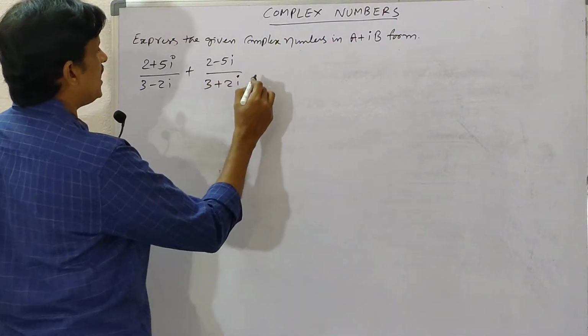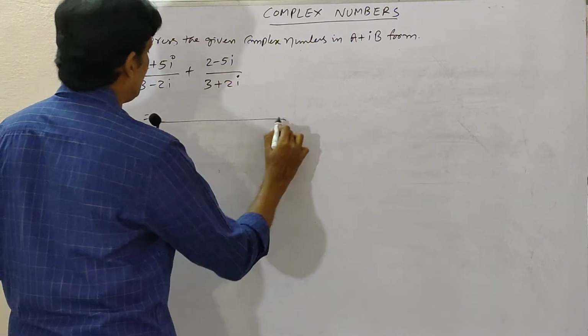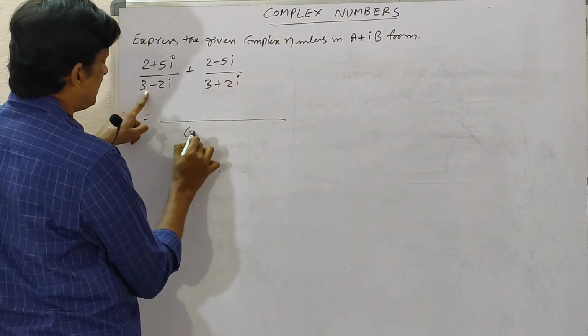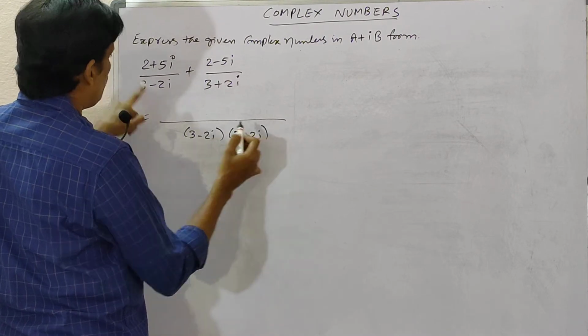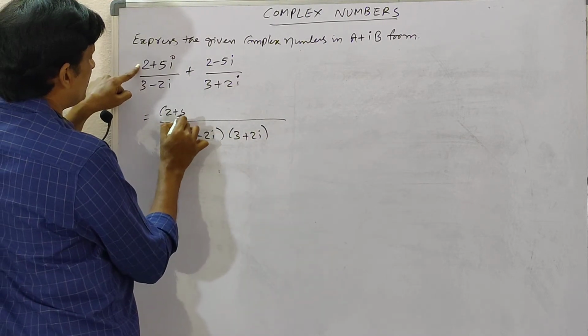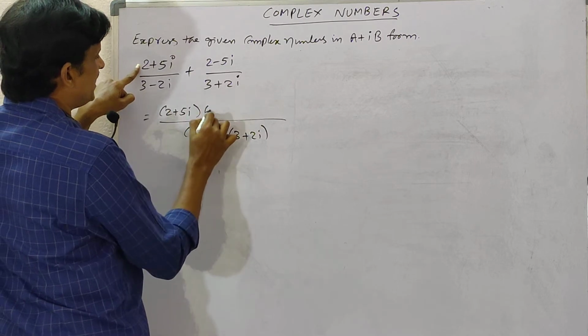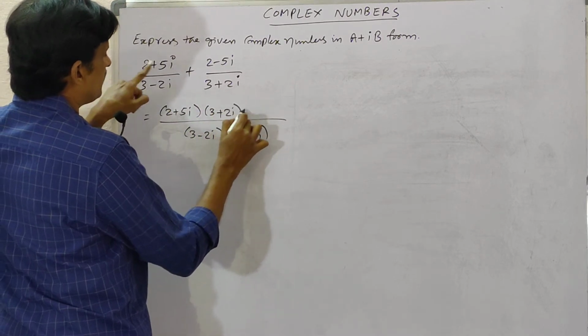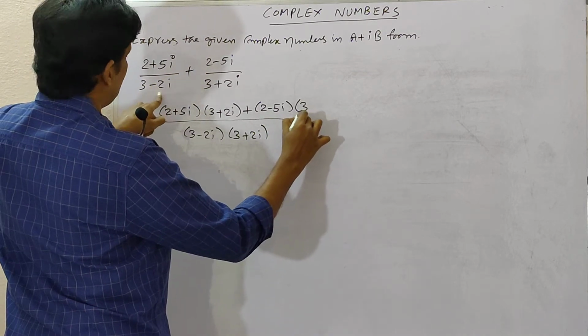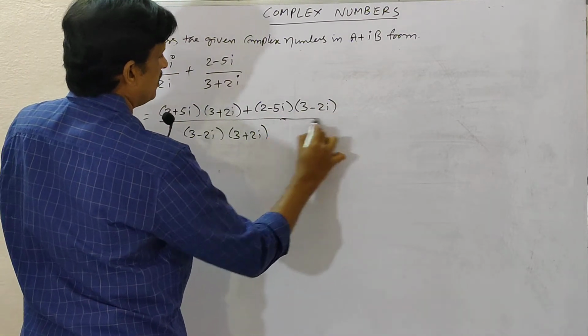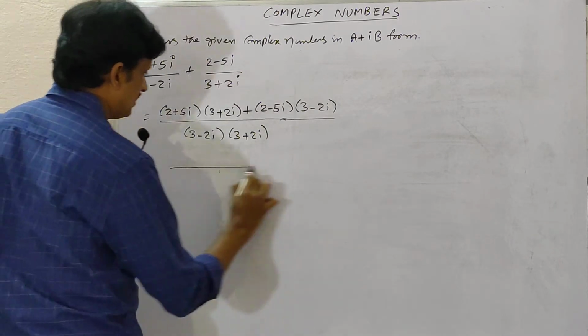Then the product of the two denominators will be the resultant one, that is, the product of these two will be the LCM: 3 minus 2i into 3 plus 2i. Now we need to multiply the numerator of the first fraction with the denominator of the second fraction, (2 plus 5i) into (3 plus 2i), plus (2 minus 5i) into (3 minus 2i). Now we need to simplify this.